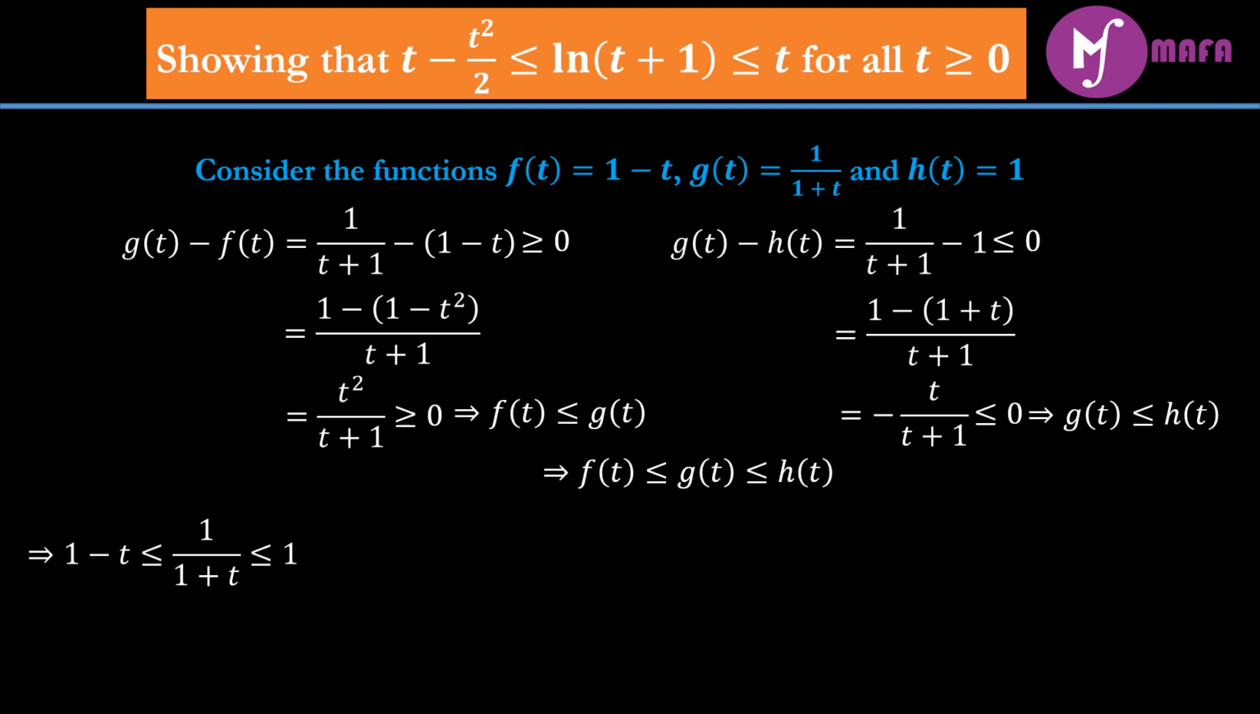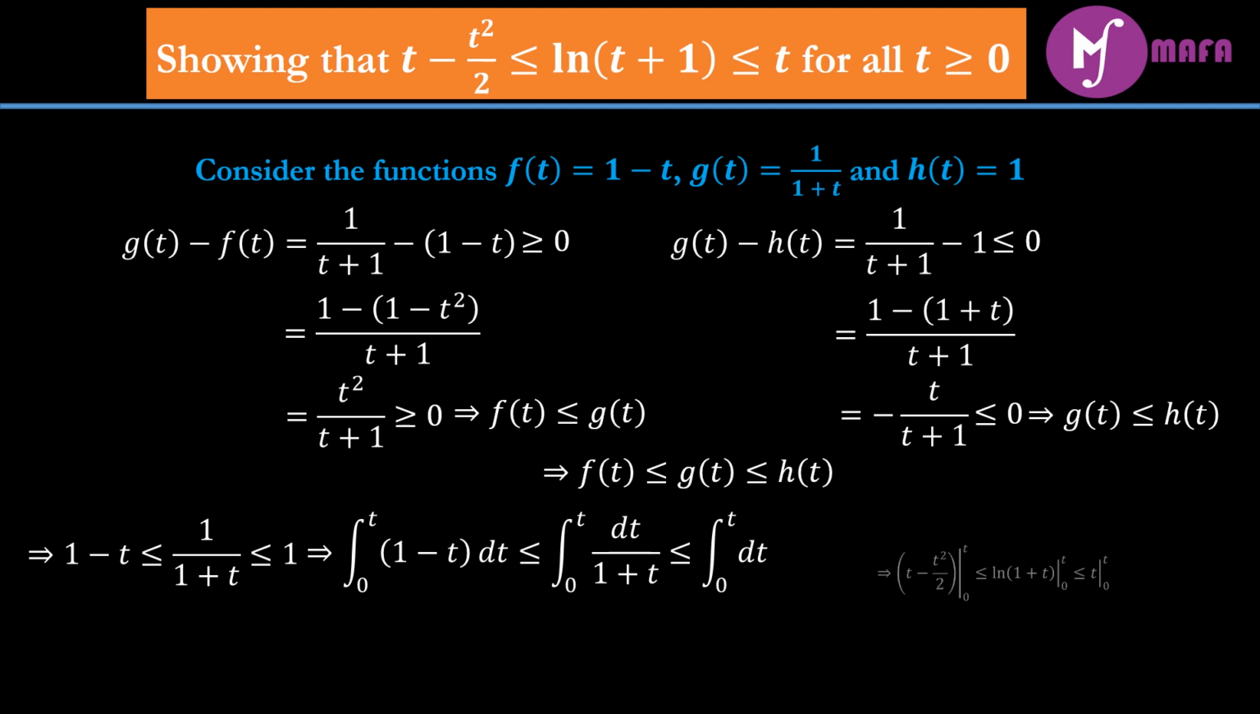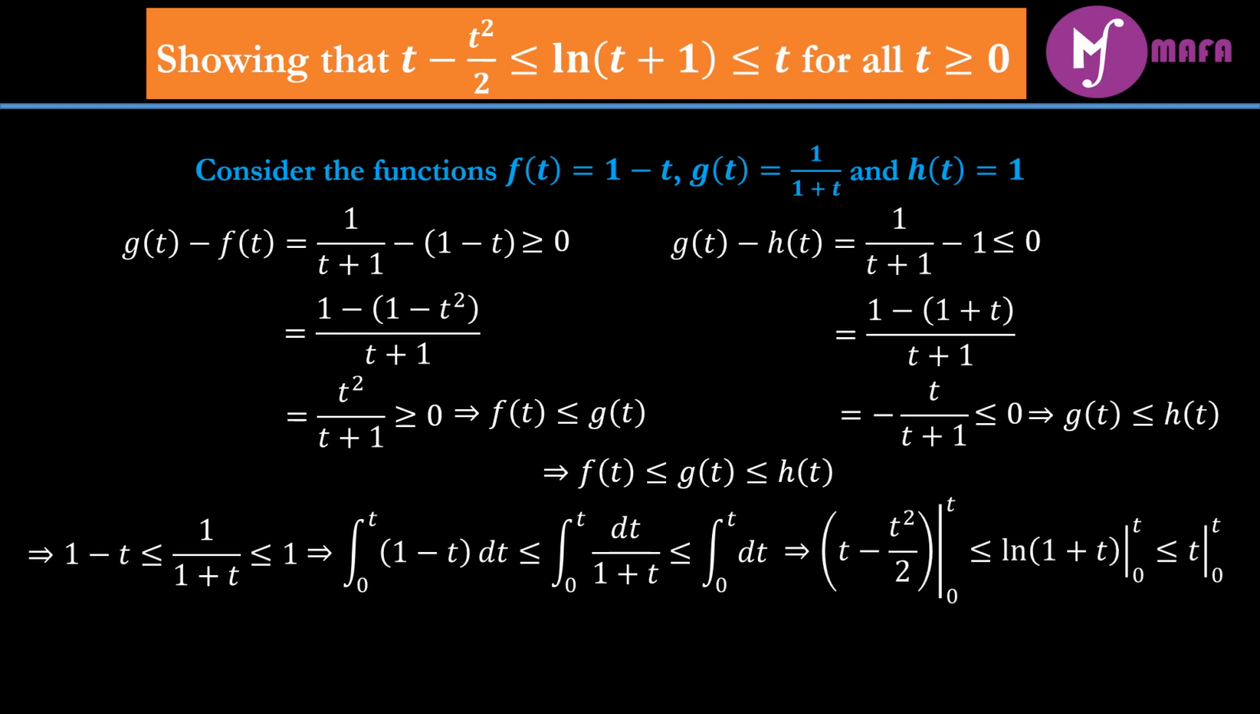These functions are integrable since they are all continuous and monotonous for all t greater or equal to 0. So we can integrate all through from 0 to t because all the functions are defined in that interval since t is greater or equal to 0. So we integrate all through from 0 to t, and then we apply our fundamental law of integration. Integrate 1 − t, we get t − t²/2 from 0 to t. Integrate 1/(1 + t), we get ln|1 + t| from 0 to t, and we integrate dt, we get t from 0 to t.